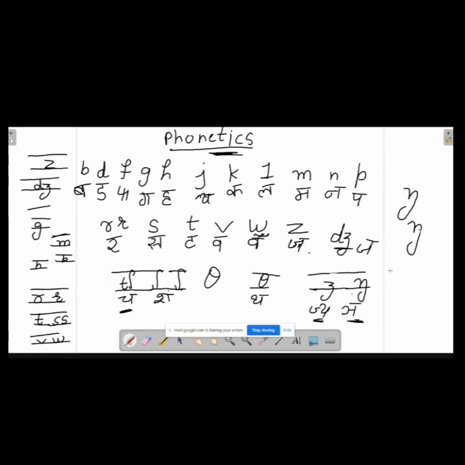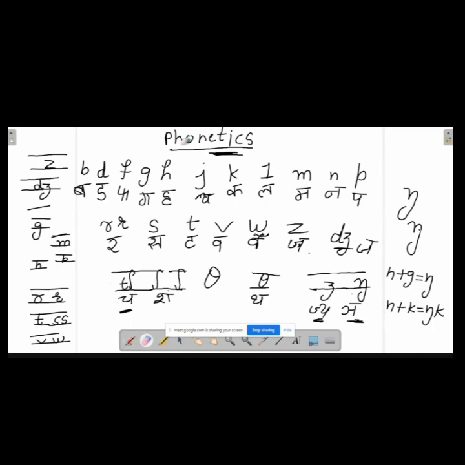Then it's a very important sound, ang, that we have with us. I'll tell you how you're supposed to create this particular symbol, but let's understand and write it in your notebook. Whenever there is an n plus g in the spelling, we write ang, and whenever there is an n plus k in a spelling, we write ang and k.